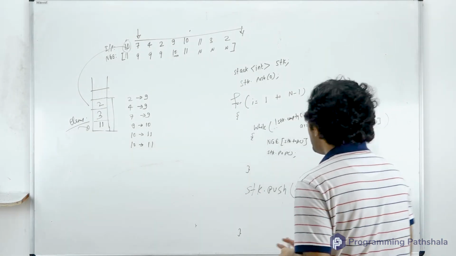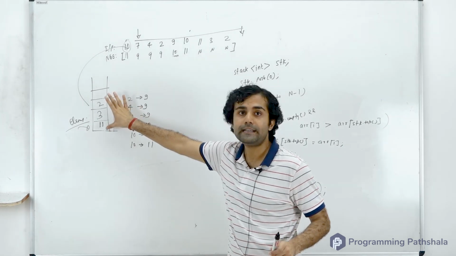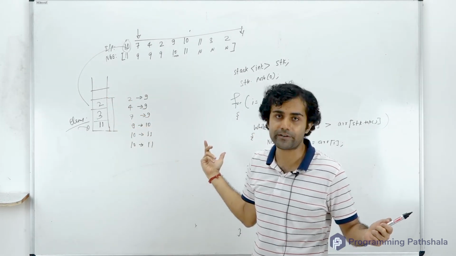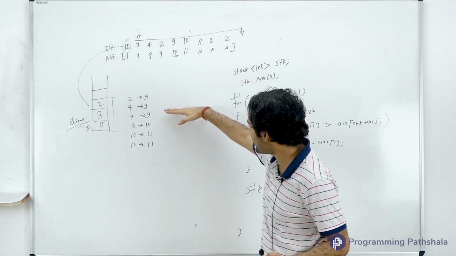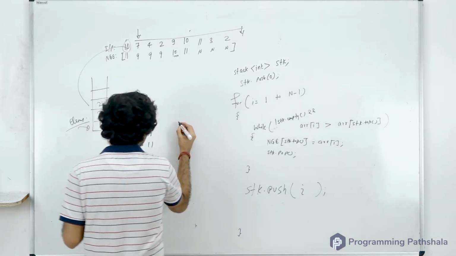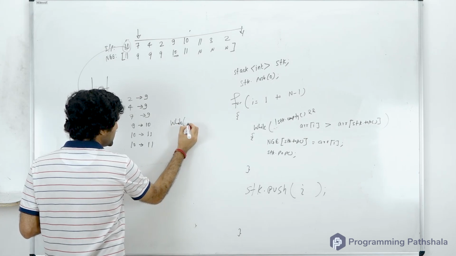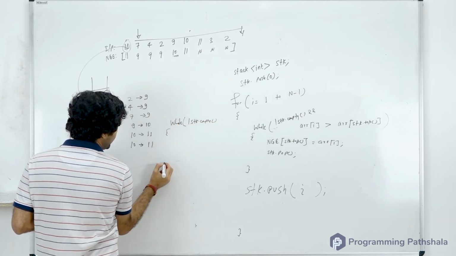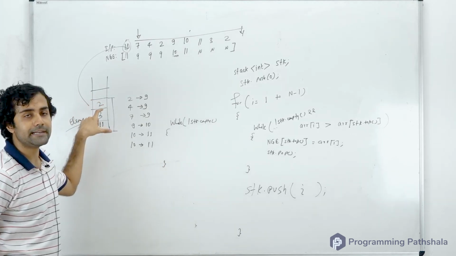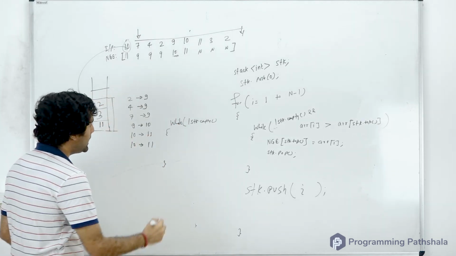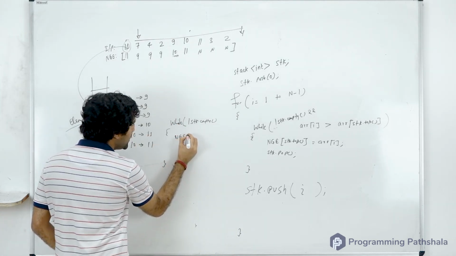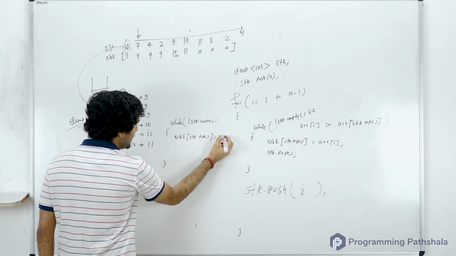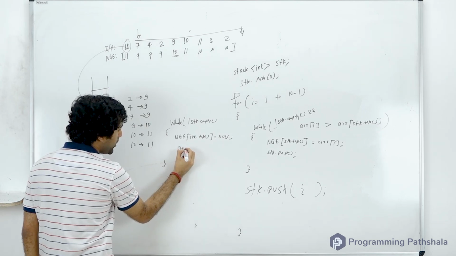In the end it can happen that my stack contains certain elements, and it contains those elements because they did not have any next greater element. So when this for loop is over, you can write one more for loop or while loop. While not of stack.empty, for each of these you can say that the next greater of them is nothing but null. So next greater element of the index stack.top is null, and after this you can pop from the stack.